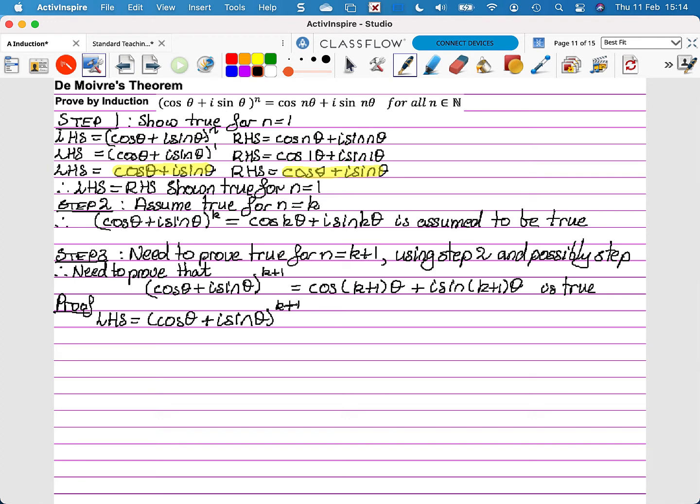And we're going to use the first law of indices. So what we have at the moment is a number to the power of k + 1, and we're going to break that down into x to the power of 1 times x to the power of k. So therefore, using the first law of indices, the multiplication addition law, in reverse, this left-hand side is now going to become (cos theta + i sin theta) to the power of 1 multiplied by (cos theta + i sin theta) to the power of k.